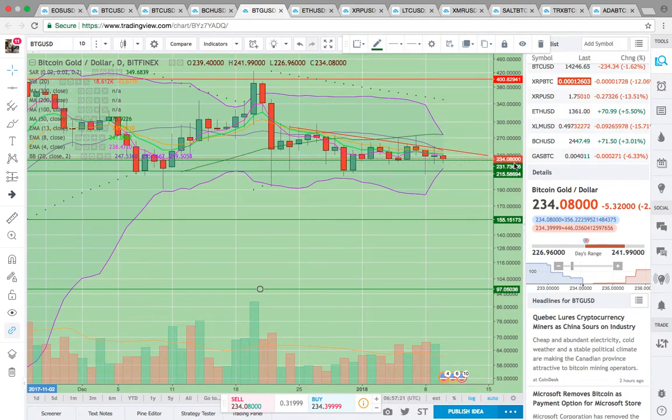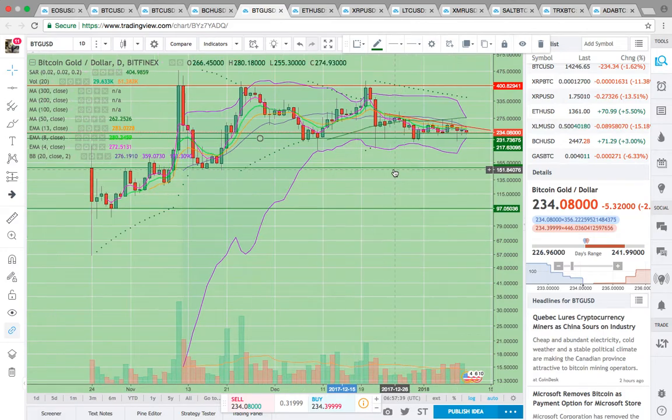The big level to hold is right down here around 233, 231. And then right here at the low close, which was around 217. And so basically, if that breaks, then you could see it pull back and test these prior levels. There's 155 and 97.